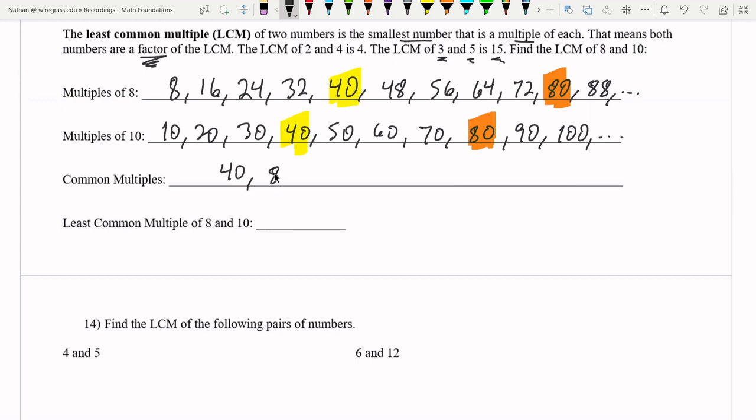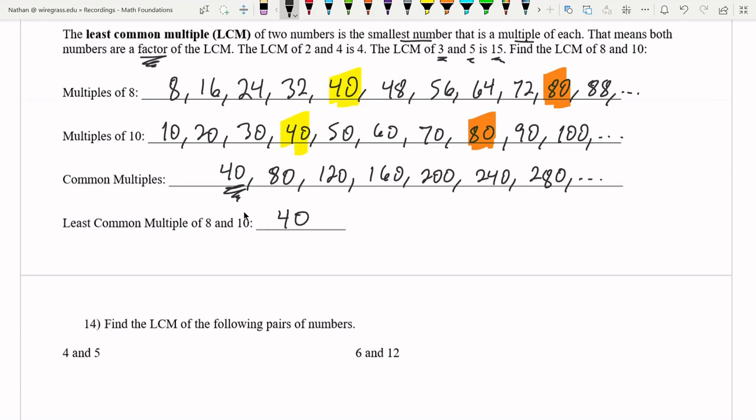40, 80, maybe you can see the pattern here. The next one's going to be 120, then 160, then 200, 240, 280, and that's going to continue. Of course, the least common multiple is the smallest number that's a common multiple, which is going to be 40.